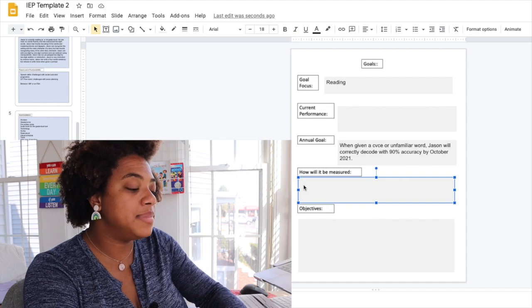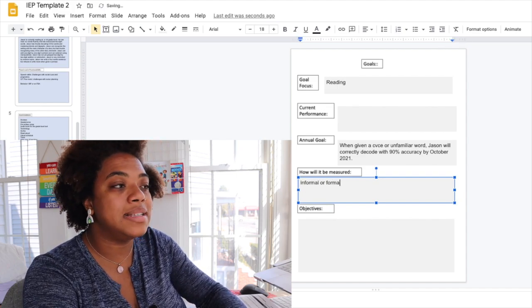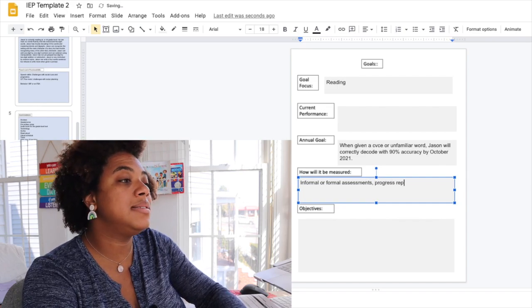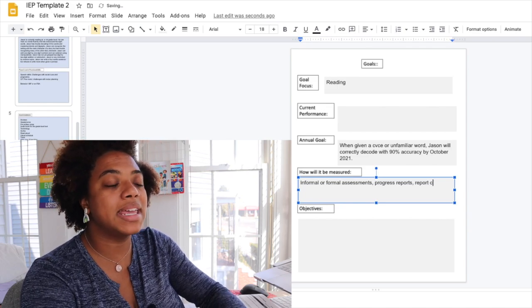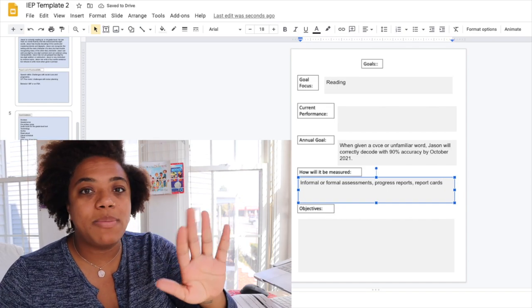A lot of times I would do informal or formal assessments, progress reports, I don't even know, report cards, who knows? They ask how you are going to gather this information. So that just depends on where you're living.